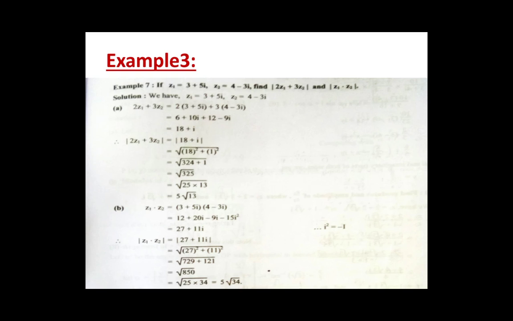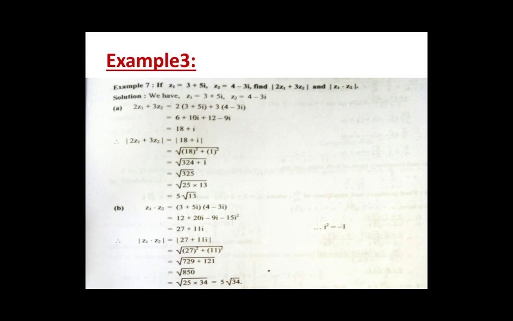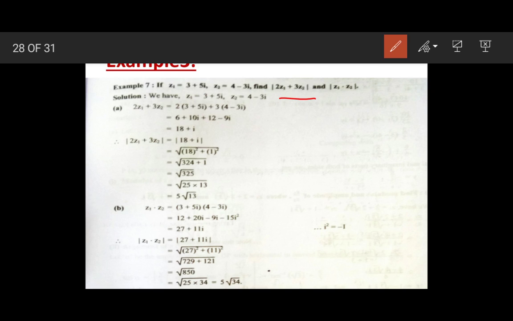Now see the example 3. Here Z1 is given as 3 plus 5i and Z2 is given as 4 minus 3i. Okay. Now question is find 2Z1 plus 3Z2 and Z1 into Z2. Mod of 2Z1 plus 3Z2 and mod of Z1 into Z2. First we have to find 2Z1 plus 3Z2. So 2 into Z1 plus 3 into Z2. So that will give you 18 plus i.